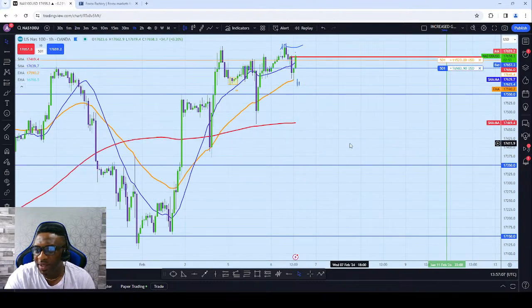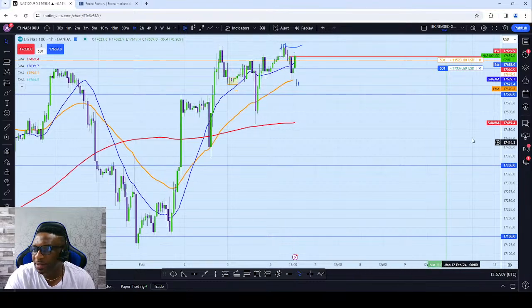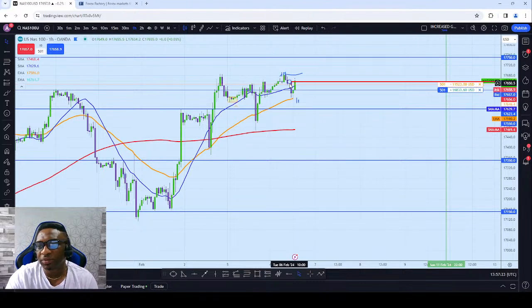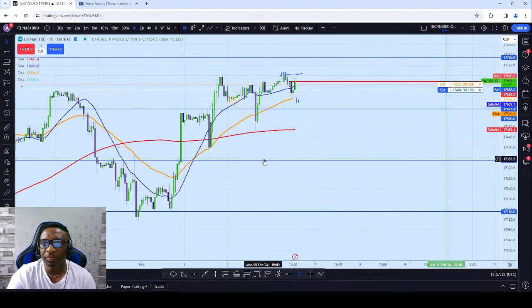We'll see if our targets will get hit. It looks like the first TP has been fulfilled, so the next one we're looking at is this high. This was the first take profit, and the next one we are aiming at is this high.